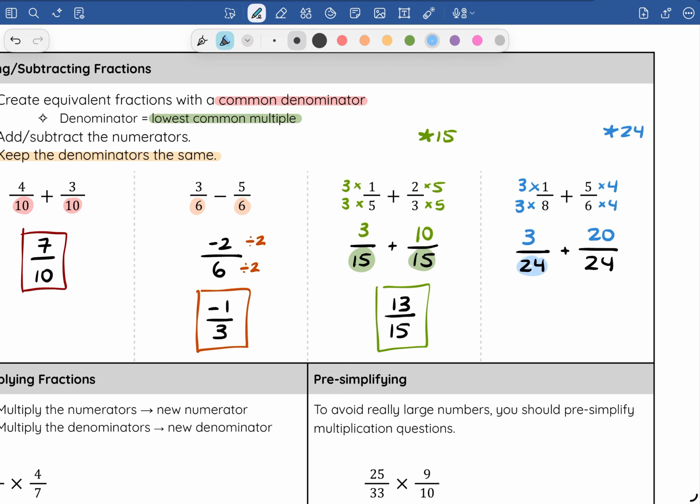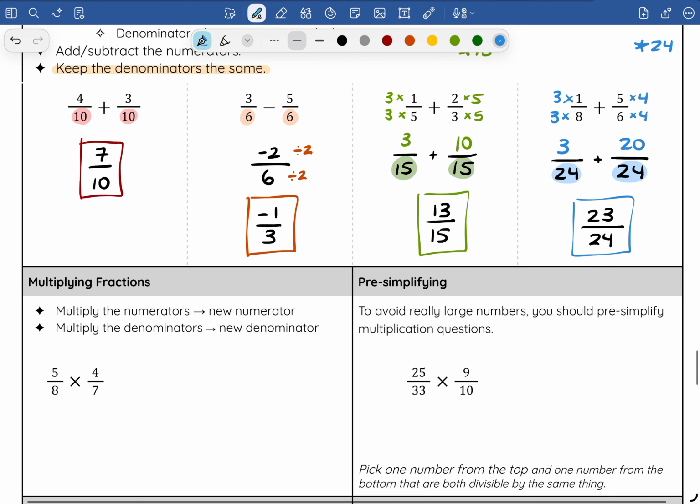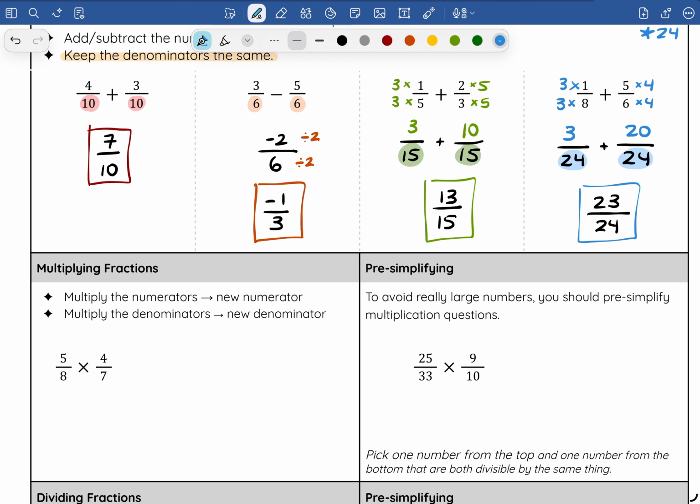And again, once we have matching denominators, we can do the easy part at the top. 3 plus 20 is 23. Keep the denominator the same. Can we simplify it? No, that's it. That's all. Move on. Okay, any questions there?